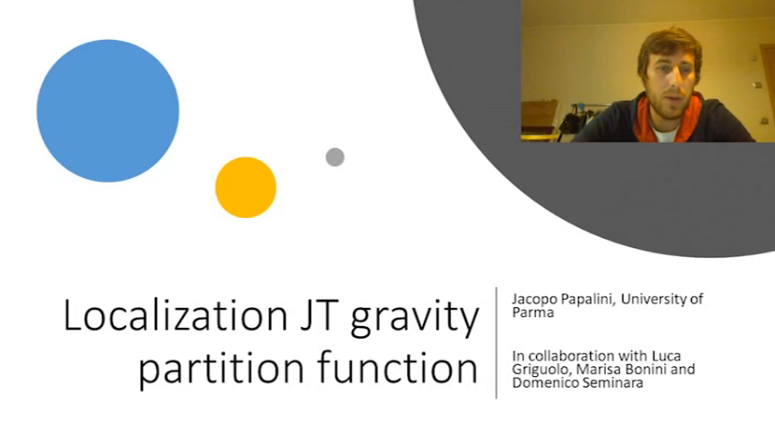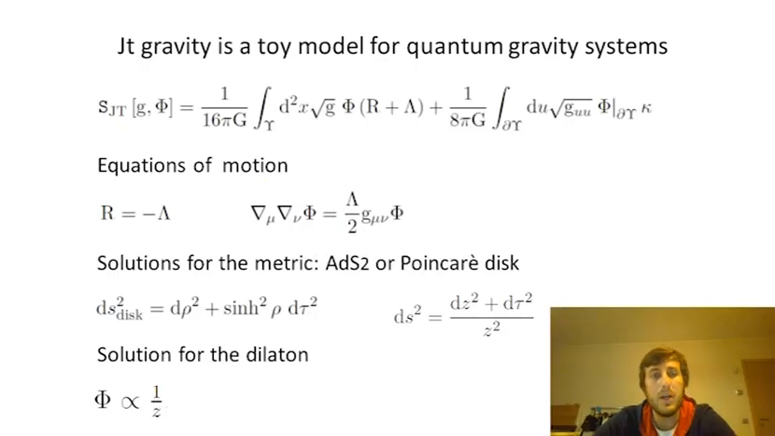And in this video poster, I will talk about supersymmetric localization applied to the JT gravity partition function. So JT gravity is a toy model to study quantum gravitational systems, in particular holography in lower dimensions. And it is characterized by this action where the metric g is coupled to a scalar field, the dilaton, and the action is defined on a two-dimensional manifold. And we also need to introduce a Gibbons-Hawking term in order to have a well-defined variational principle.